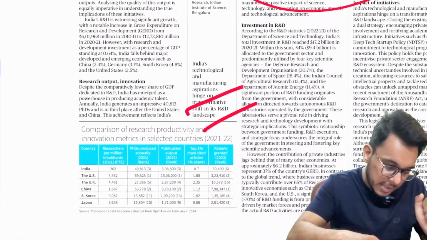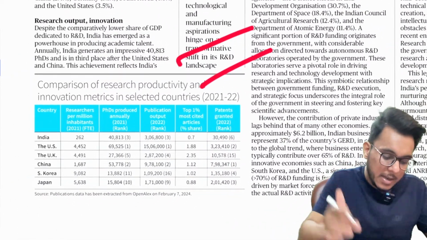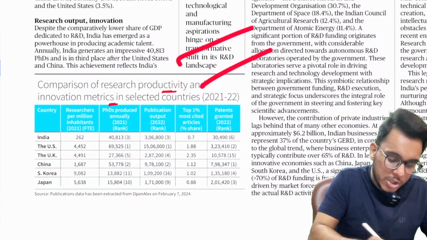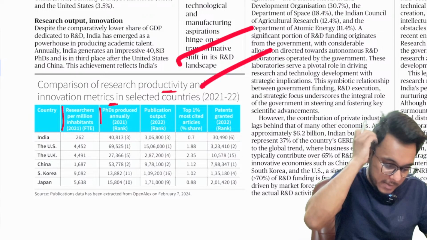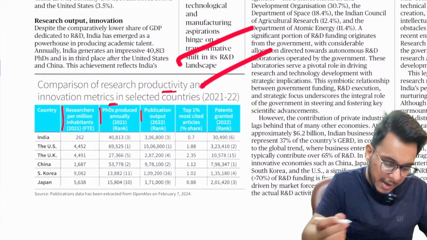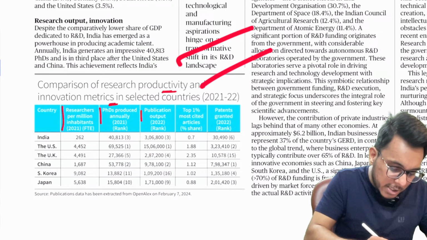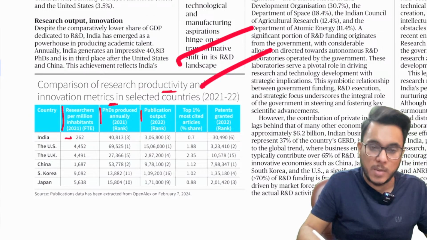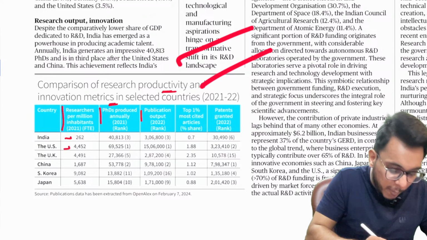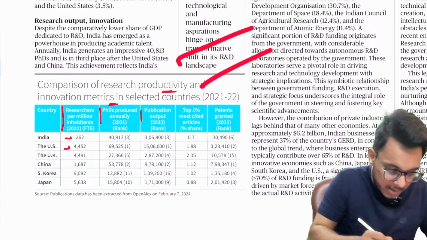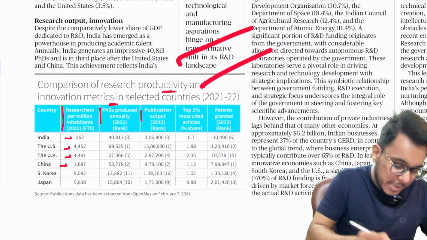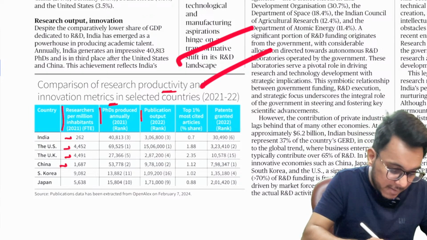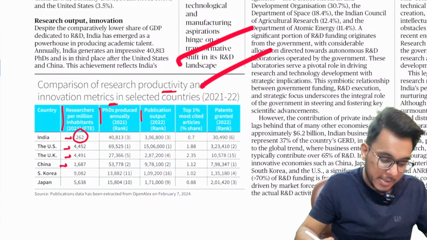And here there is this particular table that is given: comparison of research productivity and innovation metrics in selected countries. So India: researchers per million, PhDs produced annually. Now, India, we have just 262 researchers per million. US, 4452 researchers per million. UK, 4491 researchers per million. China, 1687 researchers per million. In India, we have one of the lowest, just 262.